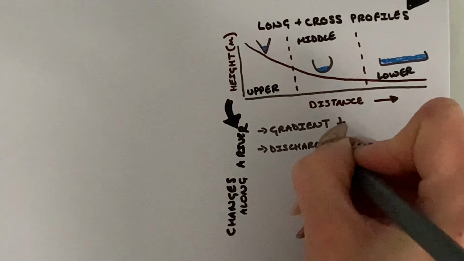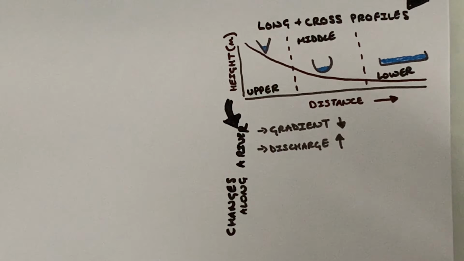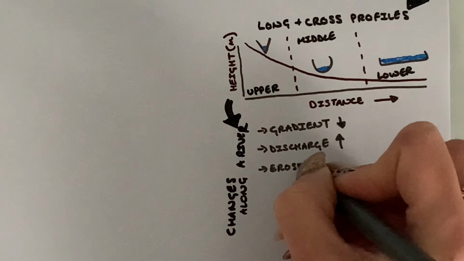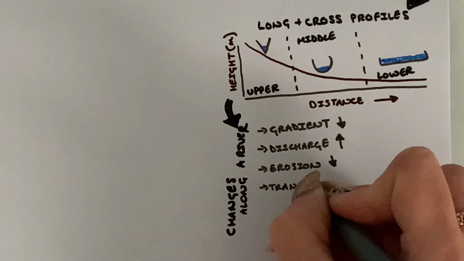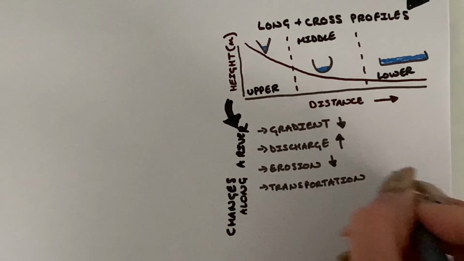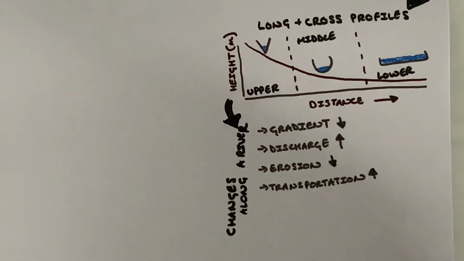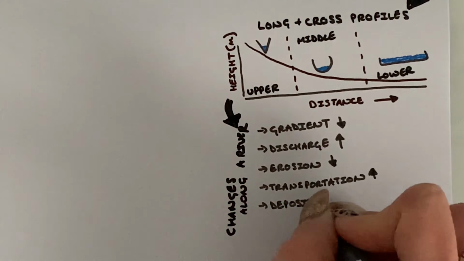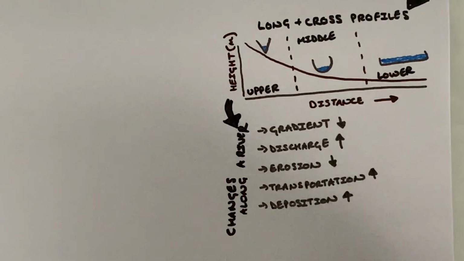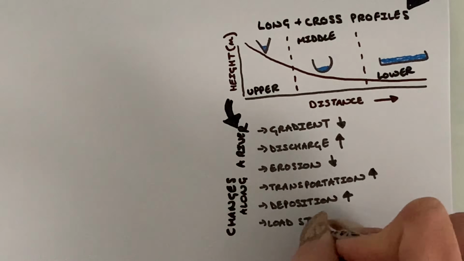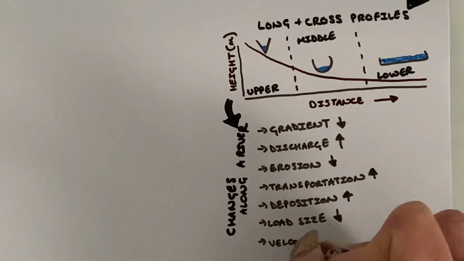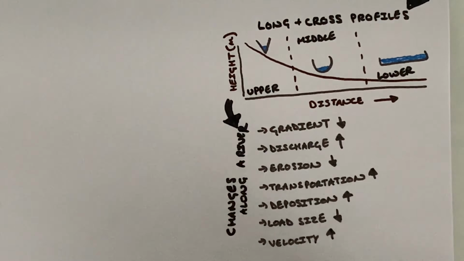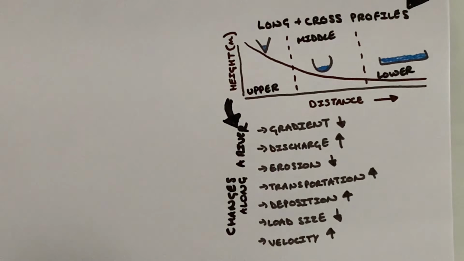So if we look at the gradient of the river and consider again the long profile, we notice that the gradient, the angle of the river, actually decreases, whereas the discharge, the amount of water in the river, increases. We've then got your fluvial processes. So the process of erosion actually decreases, whereas the process of transportation and deposition increase. We then have also got load size, so the size of your stones and rocks decreasing, as well as velocity, the speed of your water, increasing.